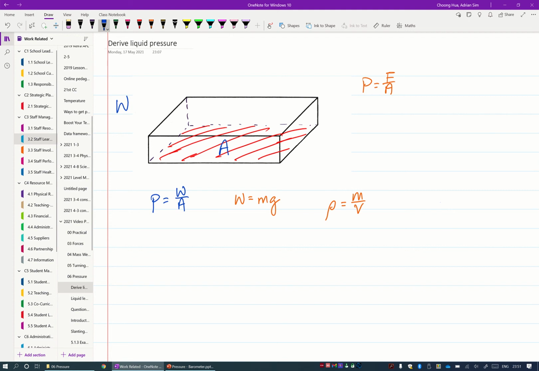Now, before we proceed, let's go back to the diagram and try to add on some more measurements. The area I've highlighted in red is the area that the shape is resting on. Now let's add on one more thing. Let this be the height of the structure, of the liquid. So that means we have volume equals base area times height. And that means density equals mass over area times height.